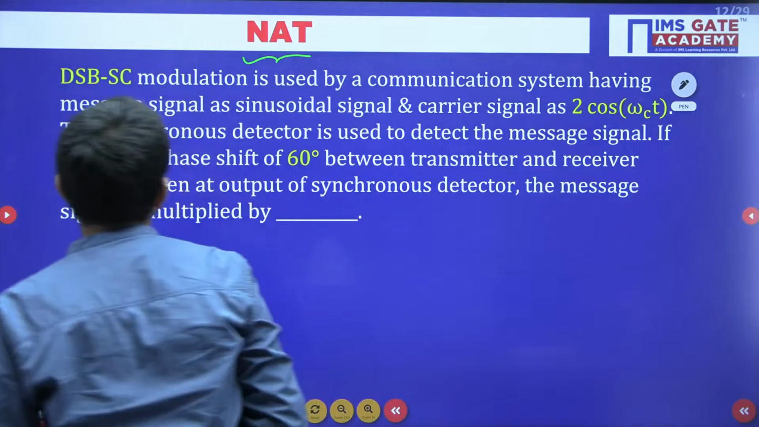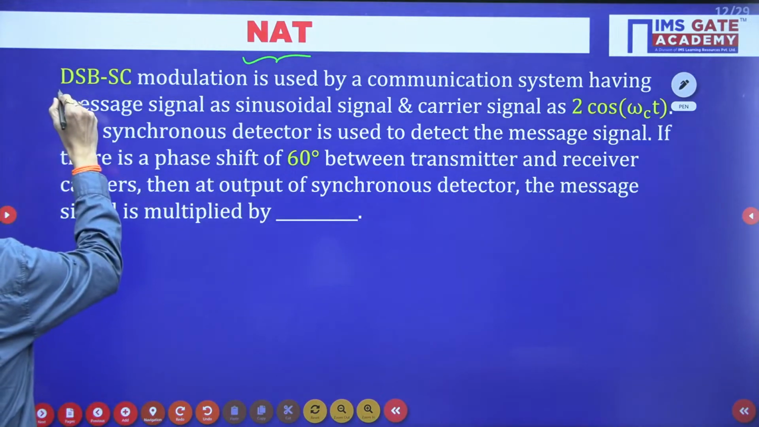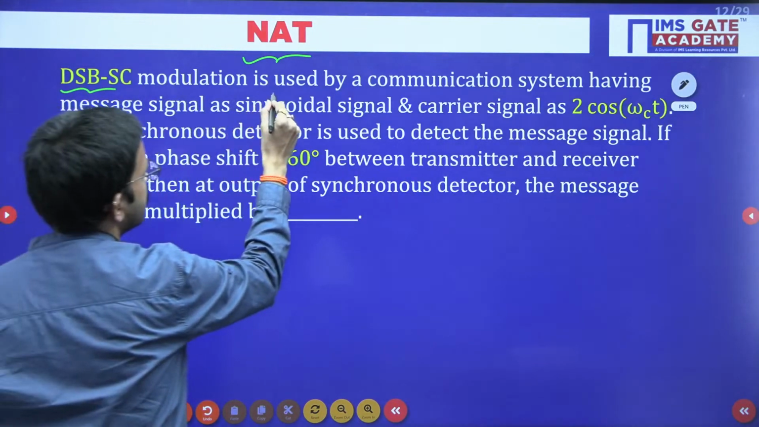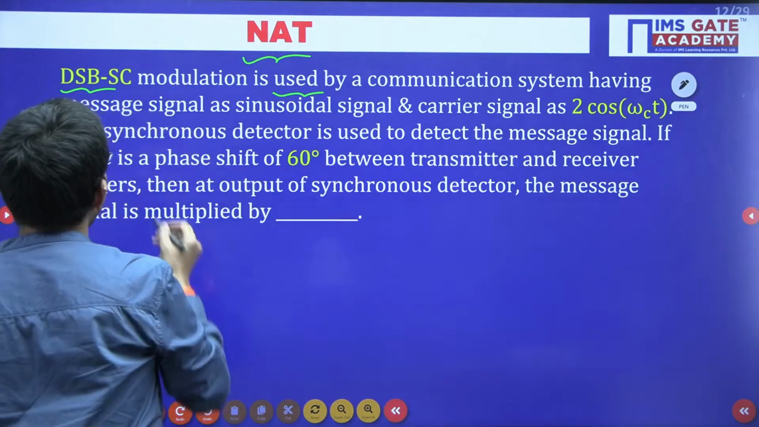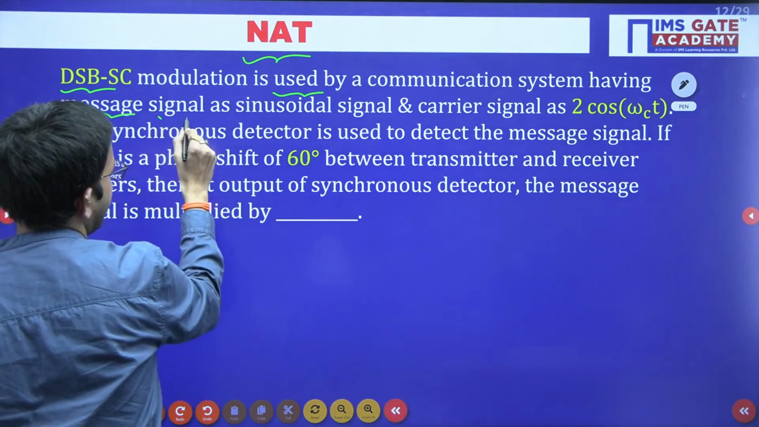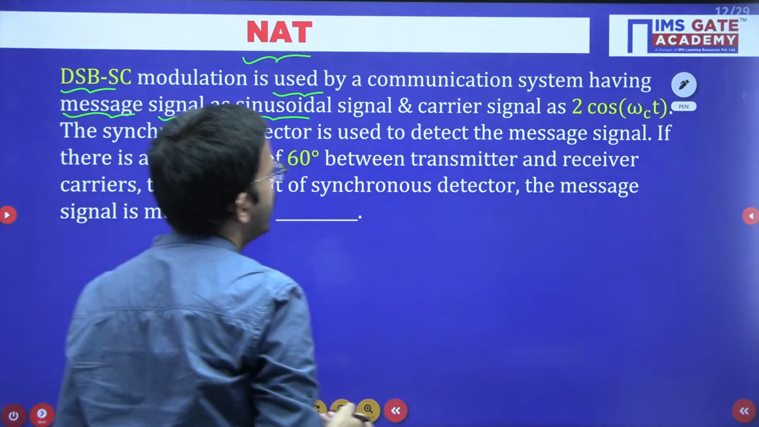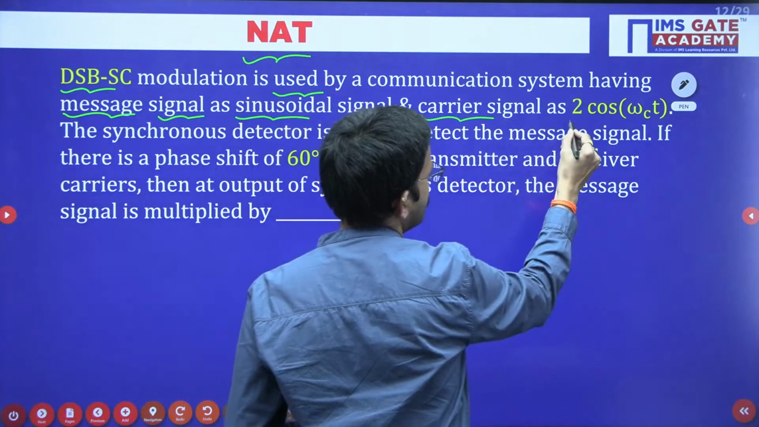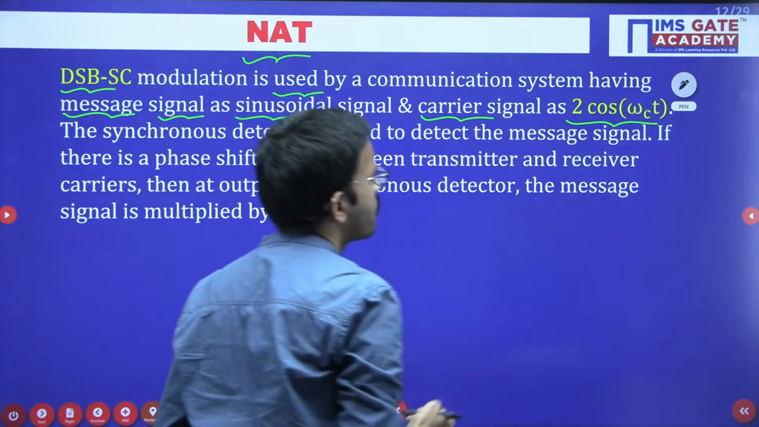First of all, read the question. Here you are having DSB-SC modulation. It is used by a communication system having the message signal as a sinusoidal signal and the carrier signal as 2 cos omega ct.